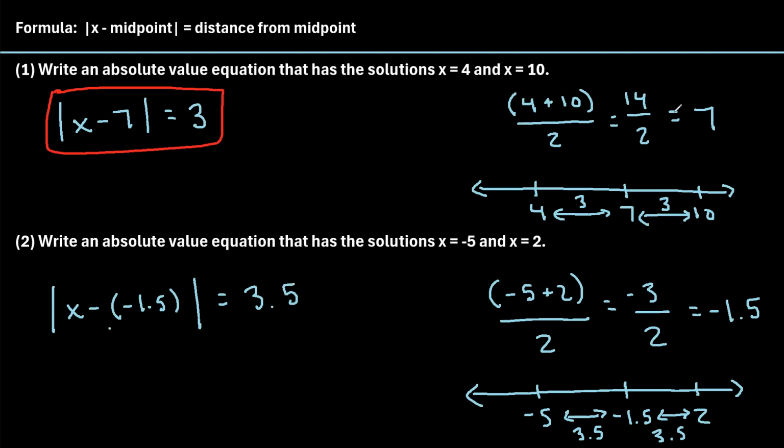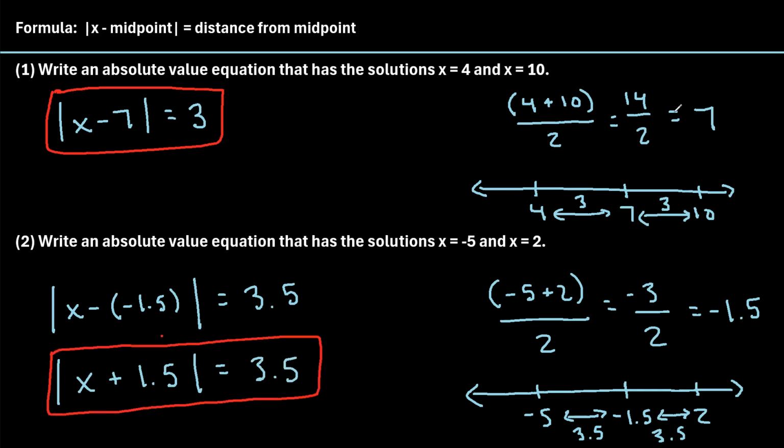Now, one last thing that we need to modify in the absolute value bars is we're subtracting a negative value. So that's the same as adding a positive value. So what we can really write is the absolute value of x plus 1.5 is equal to 3.5. So this equation will be our final solution. And once again, if you plug in a value of negative 5 or a value of 2 in for x right here, you'll find that you get a true result.